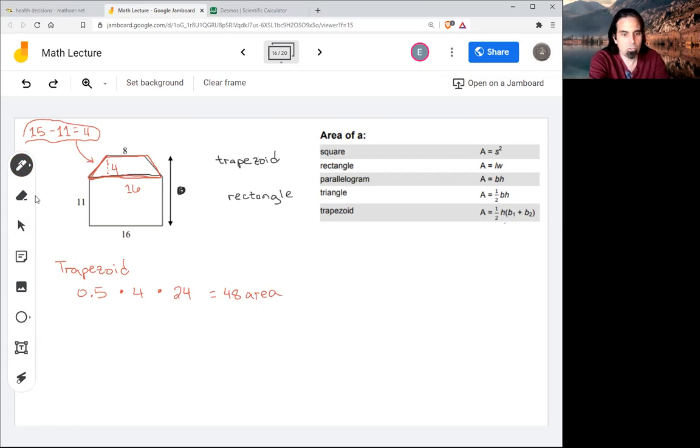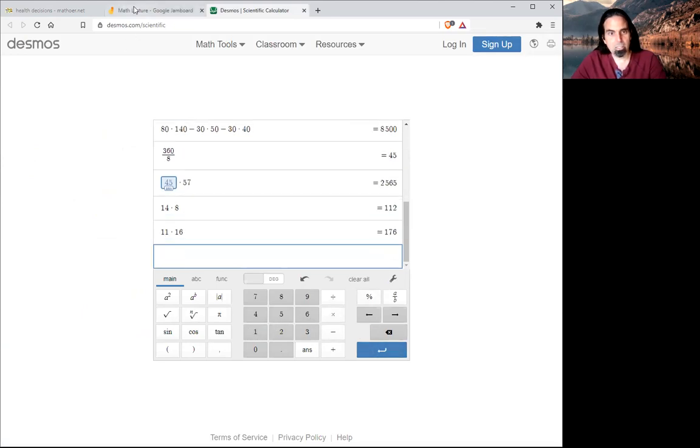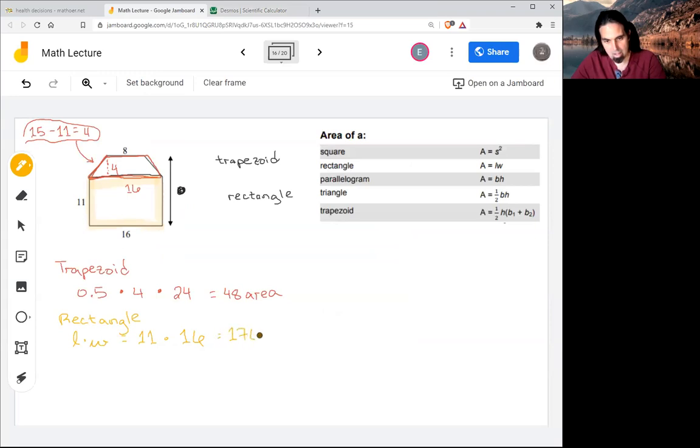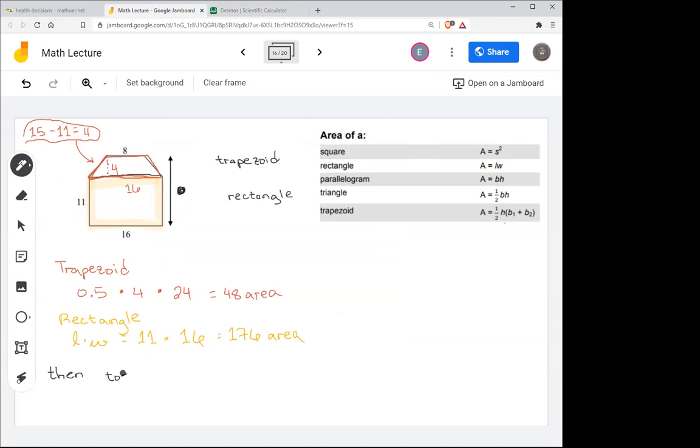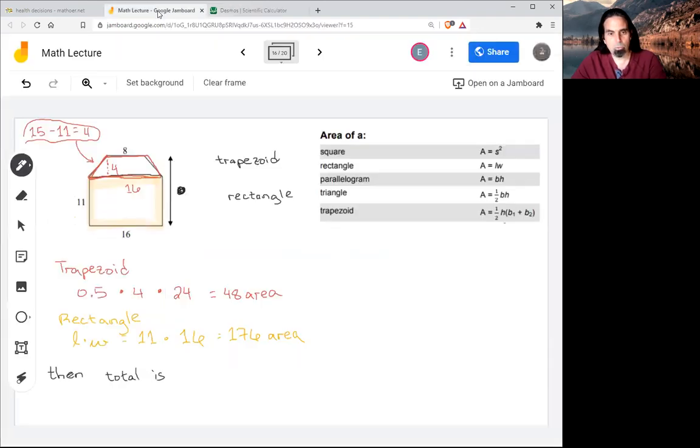Let's give the rectangle a color. So that's just length times width. 11 times 16. 176. What's my last step? Add them together. Yeah. And the total is 176 plus 48, 224.